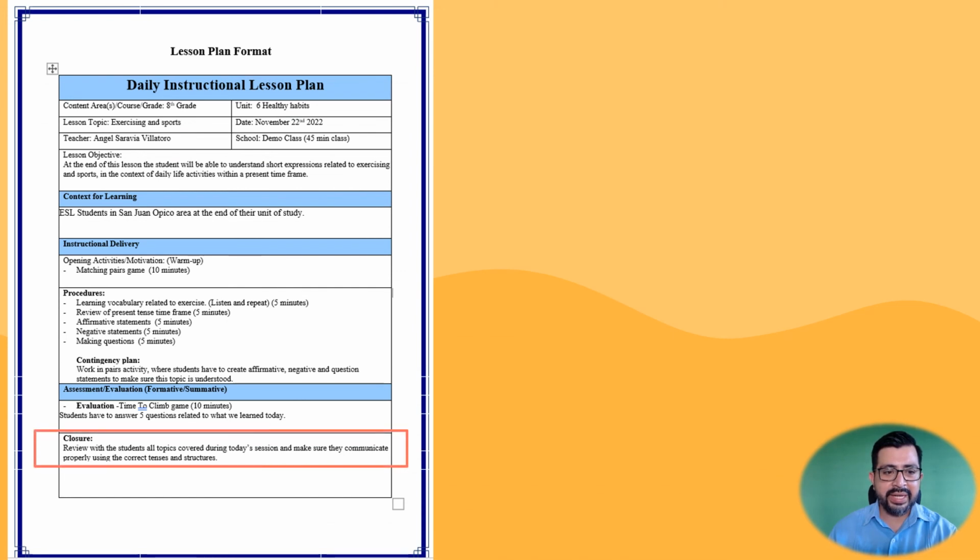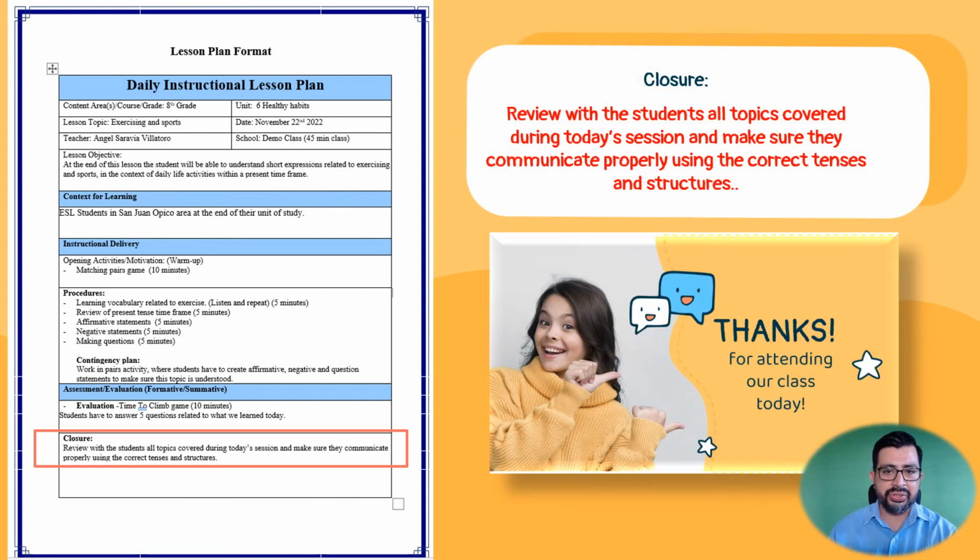So the next component of the lesson plan is going to be the closure. So at the end of the class, I'm going to review with the students all the topics covered during today's session and make sure they communicate properly using correct tenses and structures. So that's pretty much what I have covered.